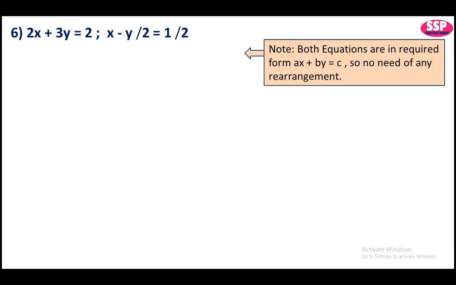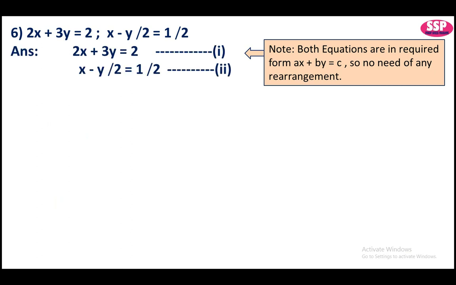Now the last problem. 2x plus 3y is equal to 2 and x minus y upon 2 is equal to 1 upon 2. Note, both equations are in required form ax plus by equal to c. So there is no need of any rearrangement. Answer. 2x plus 3y is equal to 2 first equation. x minus y upon 2 is equal to 1 upon 2. Now we have to find out the values of d, dx and dy as we have seen earlier.